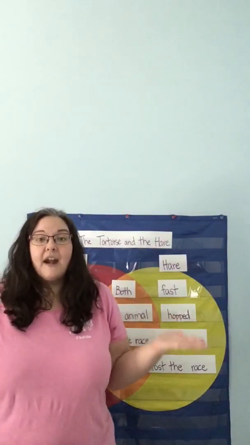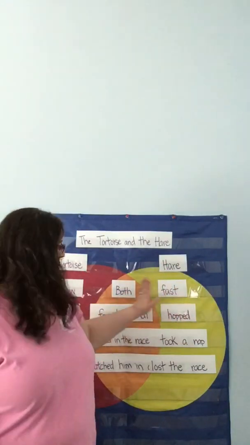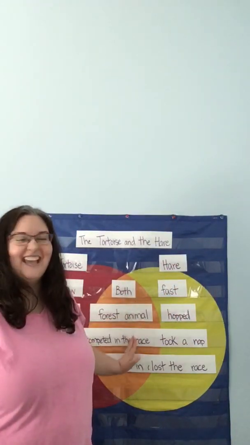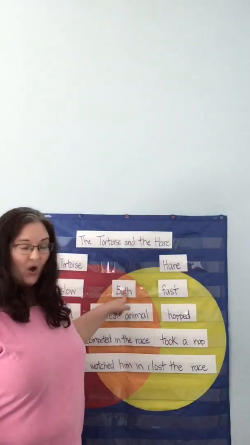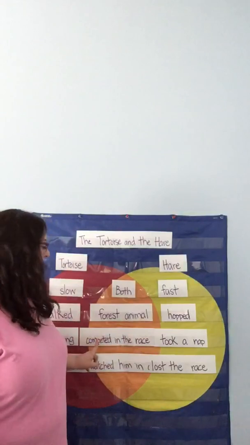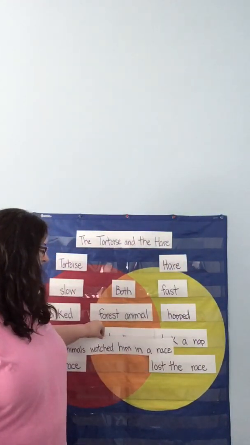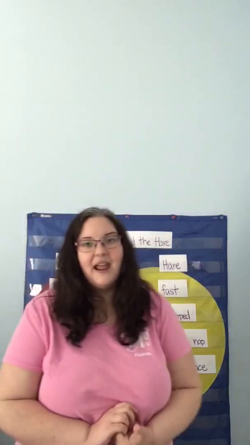Now, how are Hare and Tortoise the same? Let's look in the middle, in the orange one for the same. They both were forest animals that live in the forest. They both competed in the race. And both Tortoise and Hare had animals watching them in the race. Good job, boys and girls. Thanks for helping me compare and contrast our characters. That just means how are they the same and how are they different. You did a great job.